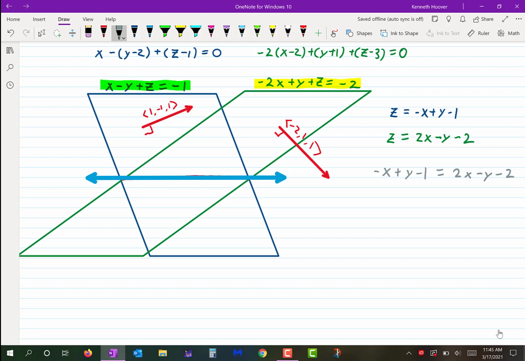Okay, so that means, let's just move things around here. You can do it however you like. I'm going to write it this way. We would have 2y equals 3x minus 1, which means that y would equal half of 3x minus 1. Now pick a value for x, any value you want.